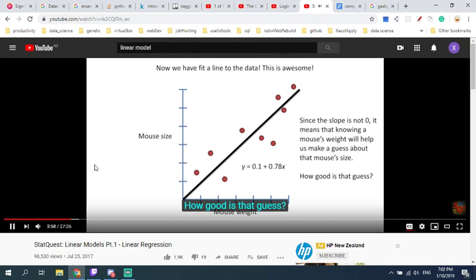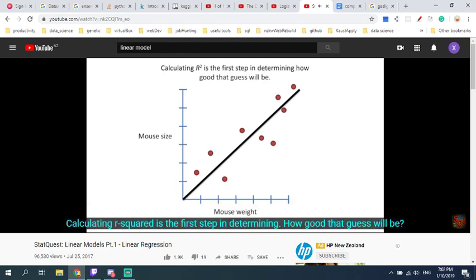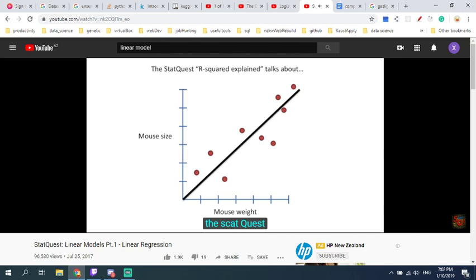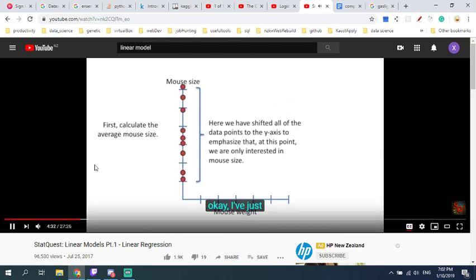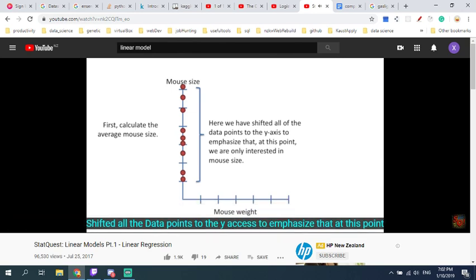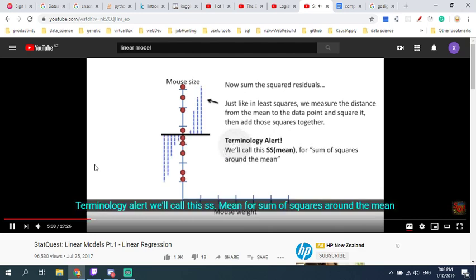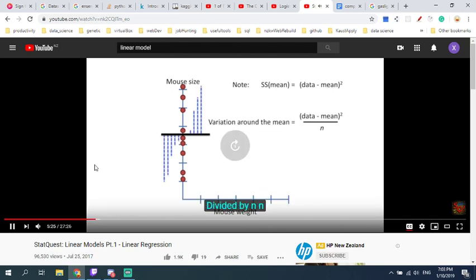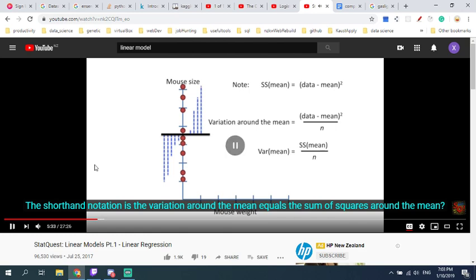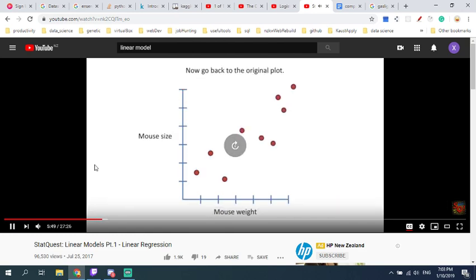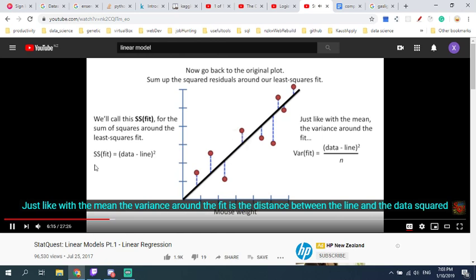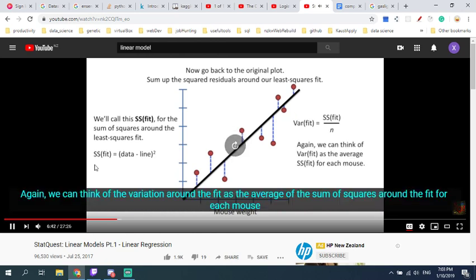How good is that guess? Calculating r squared is the first step in determining how good that guess will be. In the StatQuest, r squared explained, okay, I've just shifted all the data points to the y-axis to calculate the residual mean, the sum of squares around the mean.